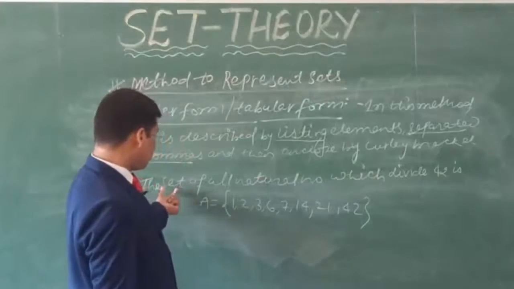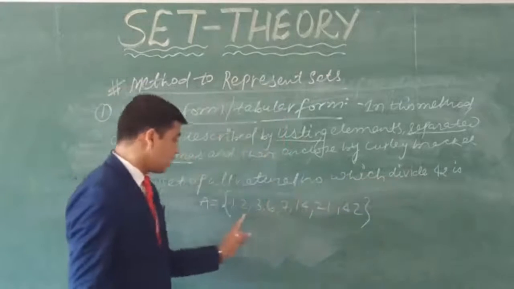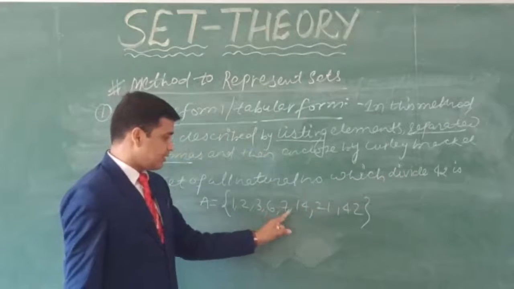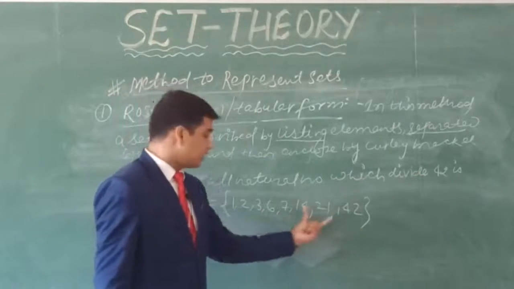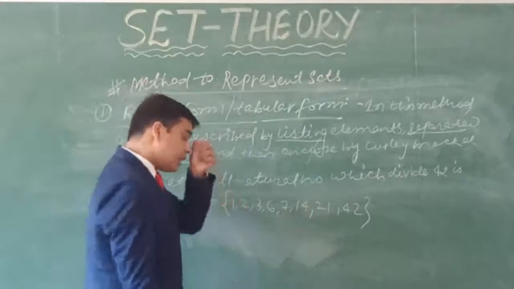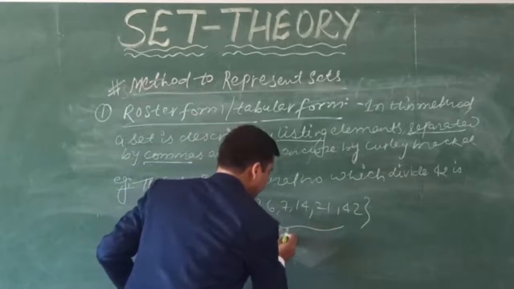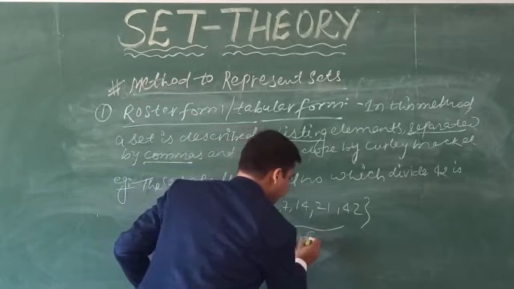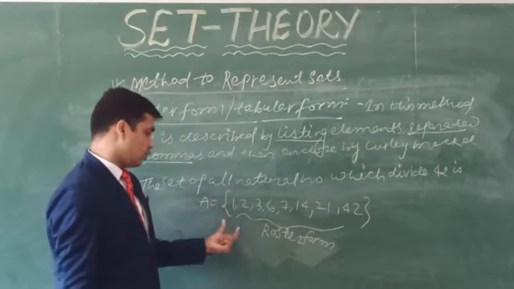Why? Because this is the question: the set of all natural numbers which divide 42. So 42 is divisible by 1, 2, 3, 6, 7, 14, 21 and 42. These are the elements of this set. So this is called roster form. Roster form means numerical values will be there, so we can say this is roster form.